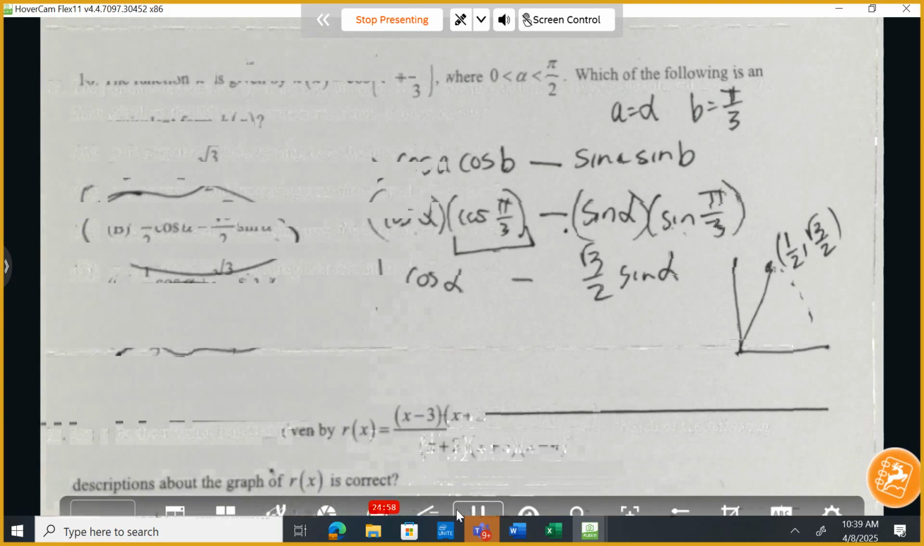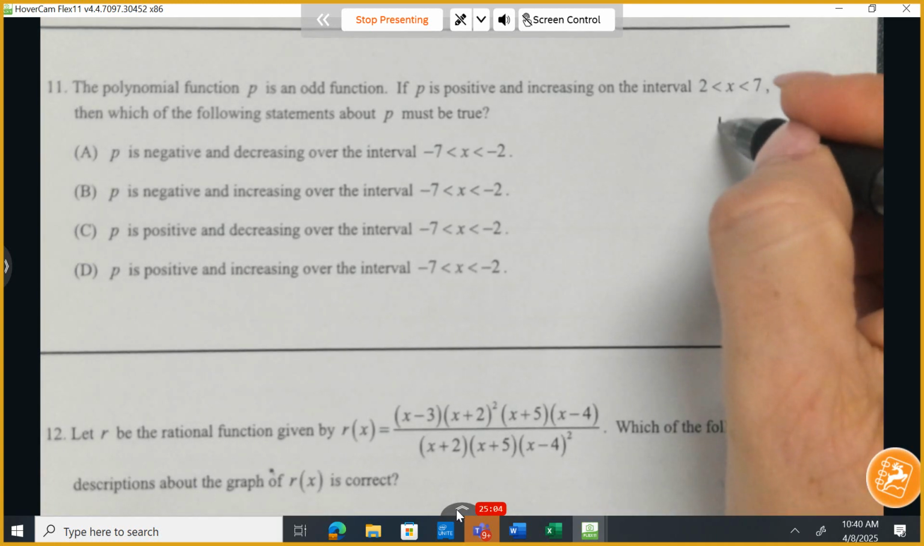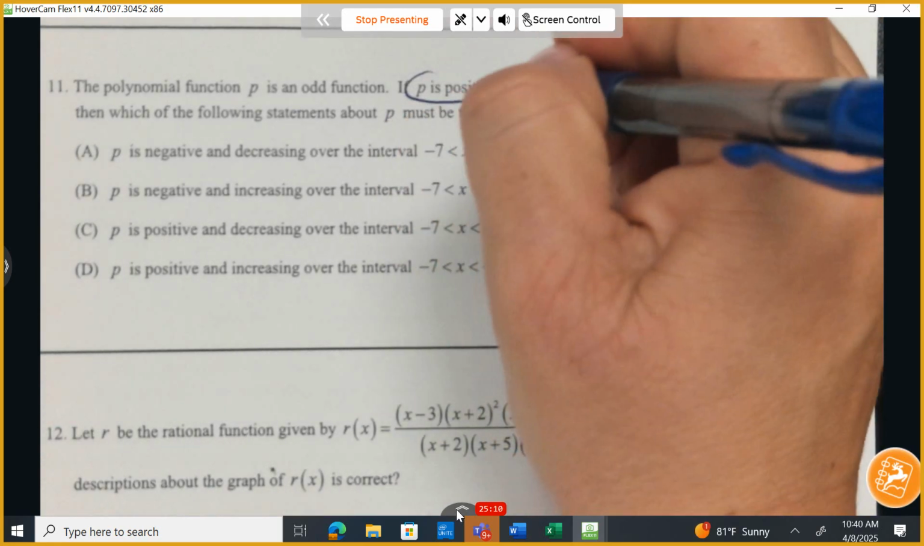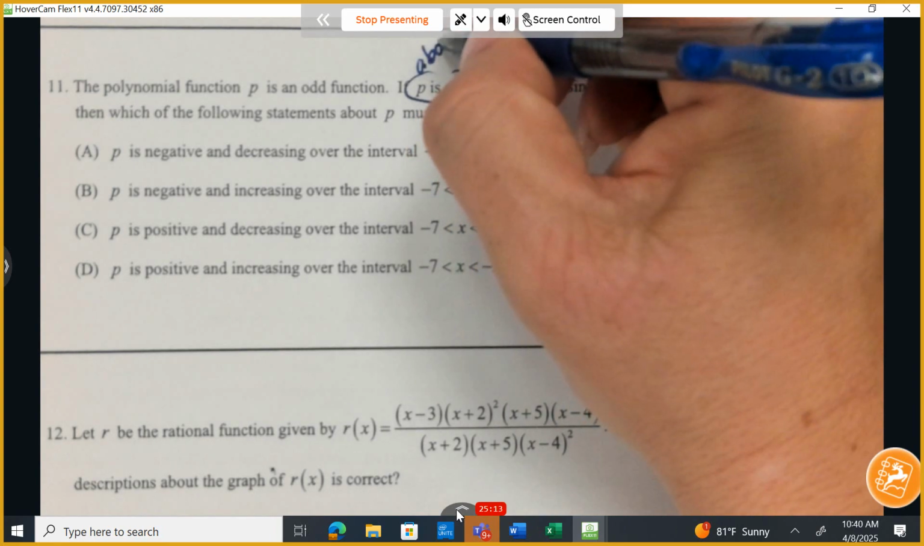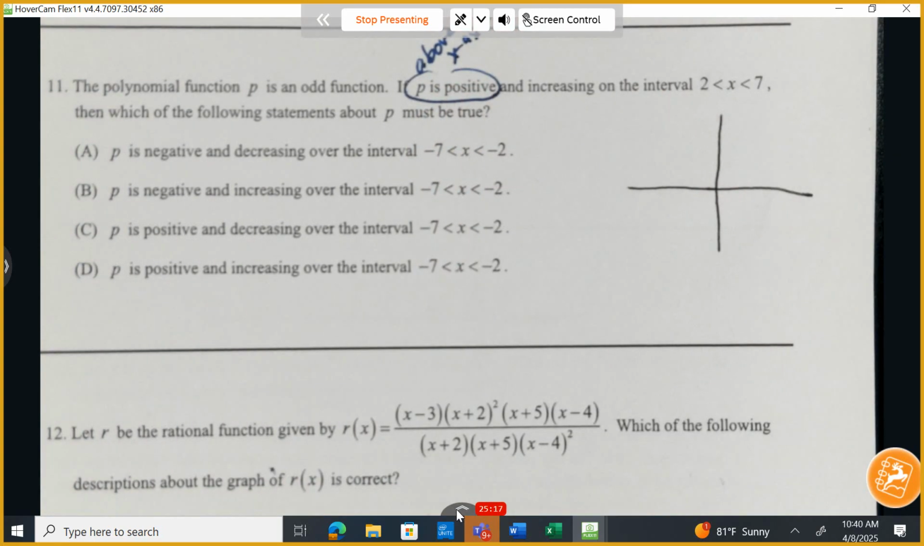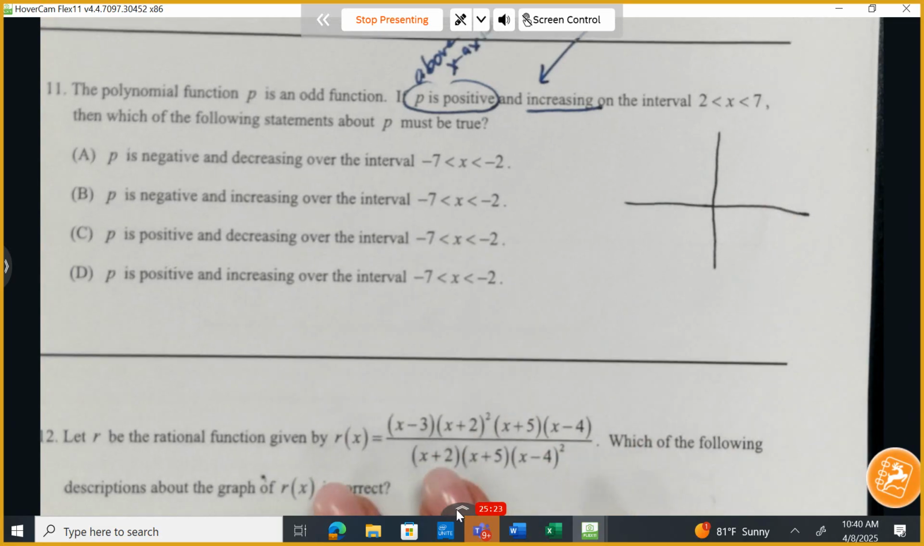So when I look at number 11, this is what I'm going to do. I'm a visual learner. That's how I learn. And so I'm going to come over here and draw a graph that represents what I'm told. I'm told that P is positive. So do me a favor right here and just write above the x-axis. So the values are above the x-axis. That's what P means, positive. It also says it's increasing. That means from left to right, it's rising. It doesn't say anything about the rate of change. It just says it's increasing.